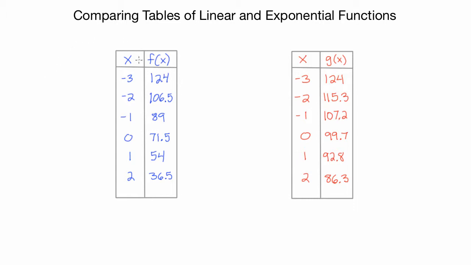So here I've got two tables of values. I've got f of x and I've got g of x, and we're going to look at which one is linear and which one is exponential, and how we can tell the difference. Hopefully this is not a difficult thing at this point, so it'll be a nice review, but it'll also help accentuate the differences between linear and exponential functions.